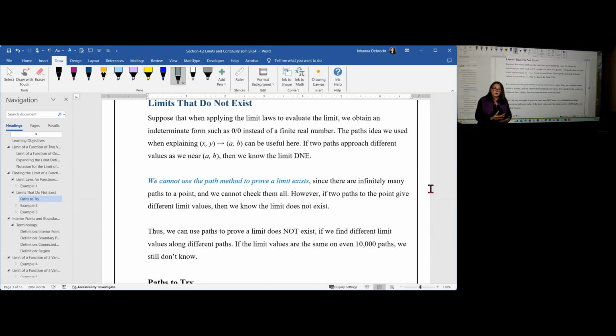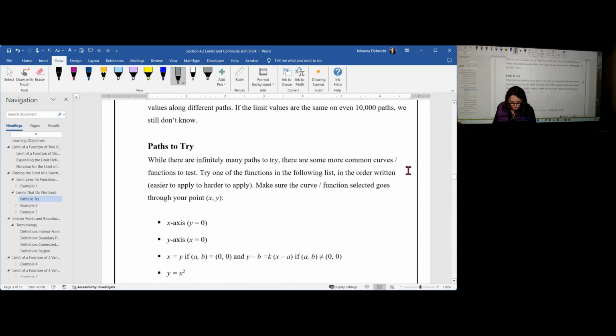What we can prove is if a limit does not exist. Because if I take 2 paths from xy to AB, and each path gives me a different finite real value, then I've found a counterexample, and the limit does not exist. So I can't use paths to prove it does exist, but I can use paths to prove it does not exist. Let's take a look at this approach.